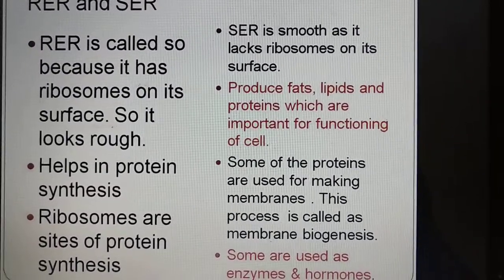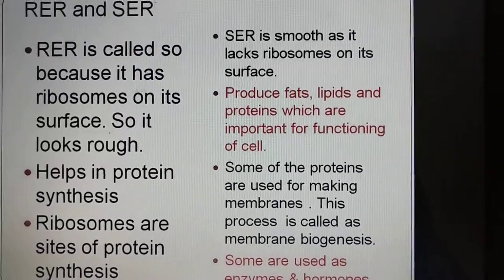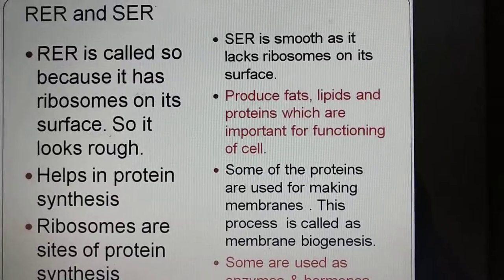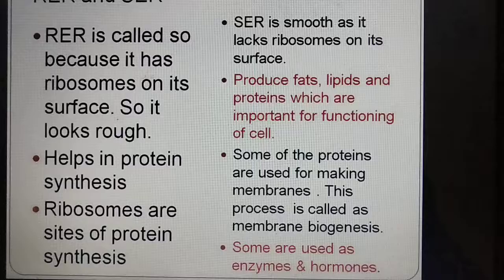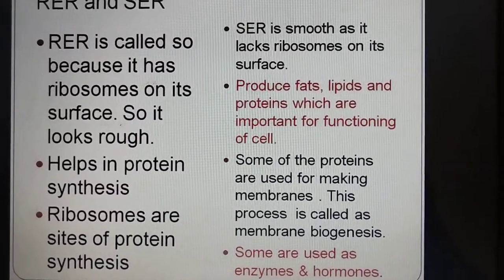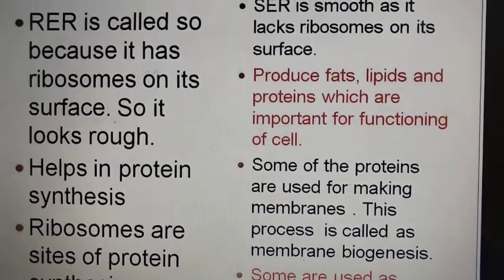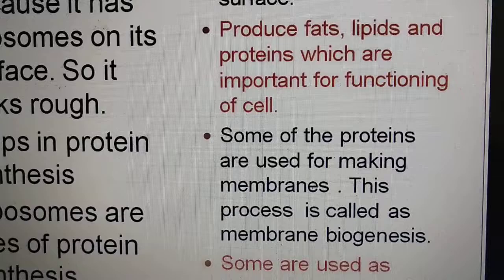Now it helps in protein synthesis because ribosomes are the sites of protein synthesis. Proteins are synthesized in ribosomes and ribosomes are on RER. So that's why they help in protein synthesis. Now SER is called so because it lacks ribosomes. They have a smooth surface. And what is the function? They produce fats, lipids and proteins which are important for the functioning of the cell.